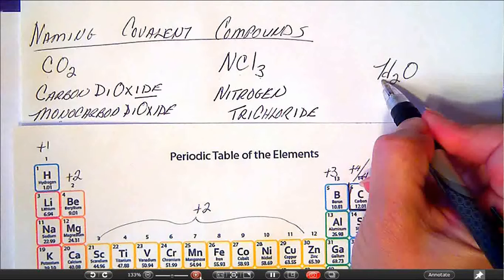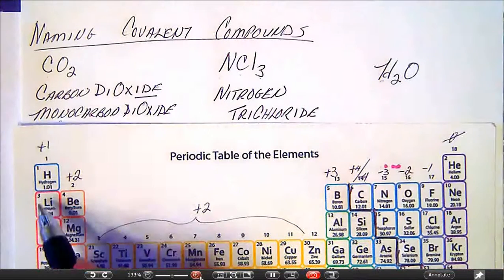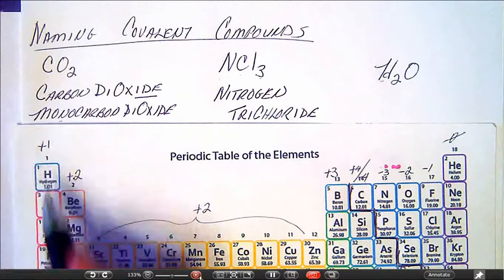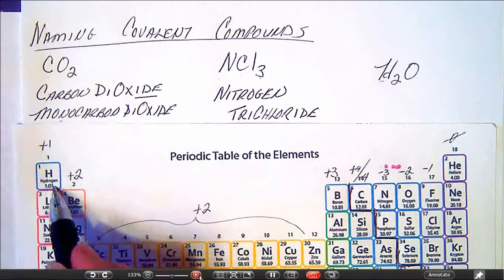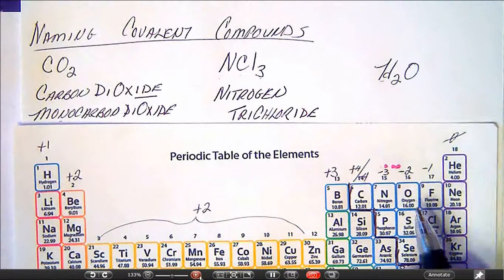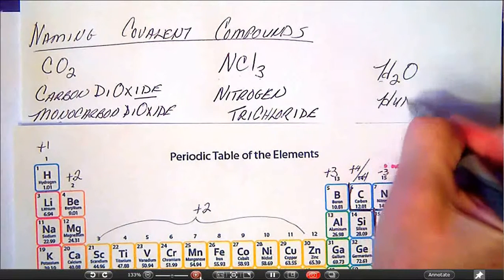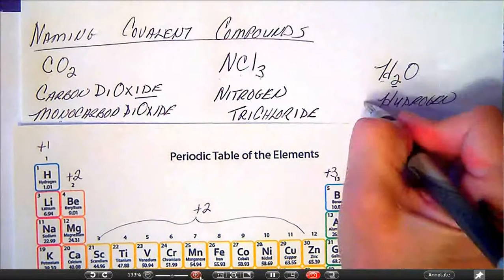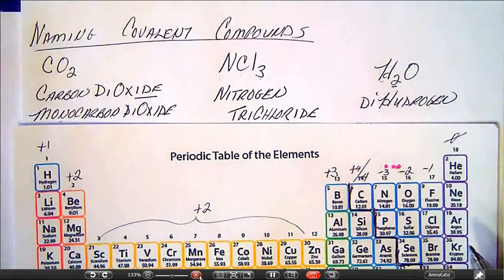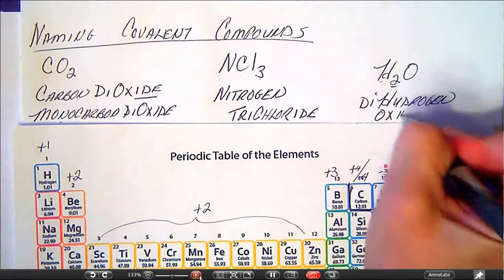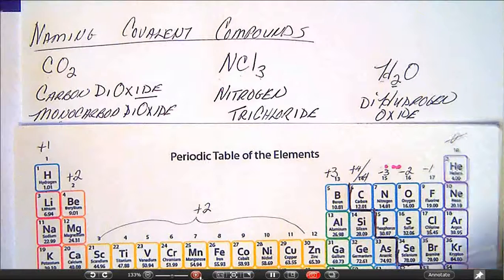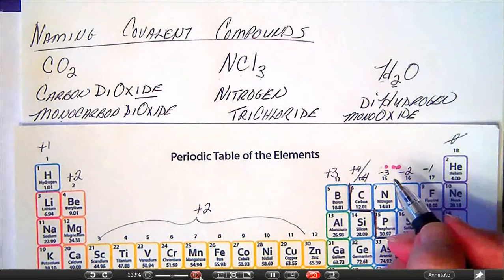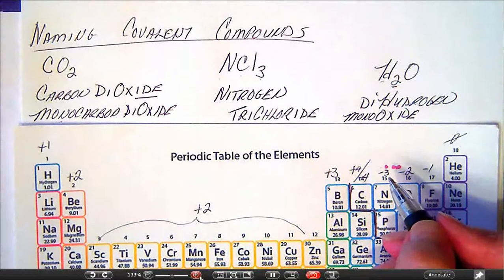Hydrogen. Now hydrogen is unique. It's found on the metal side, and it even has a +1 charge. But because it is a gas, it's considered a nonmetal. So you have hydrogen, but you have two, so it's dihydrogen oxide. And again, if you want to be fancy, you can put mono here. You won't be wrong. You're just being extra careful.